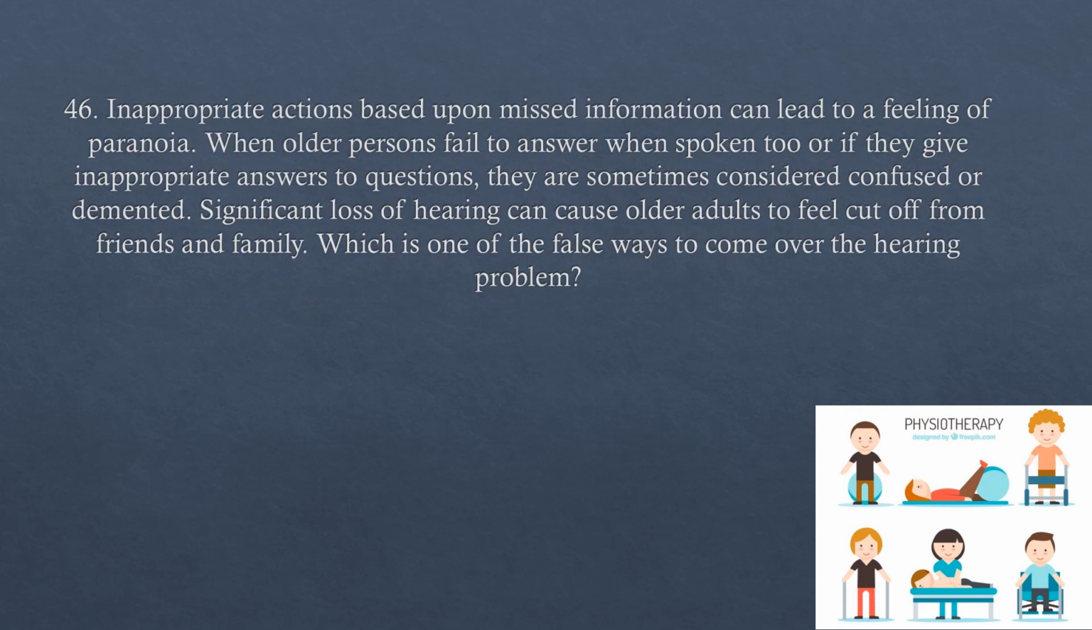Question number 46. Inappropriate actions based upon misinformation can lead to a feeling of paranoia. When older persons fail to answer when spoken to, or if they give inappropriate answers to questions, they are sometimes considered confused or demented. Significant loss of hearing can cause older adults to feel cut off from friends and family, which is one of the false ways to come over the hearing problem.